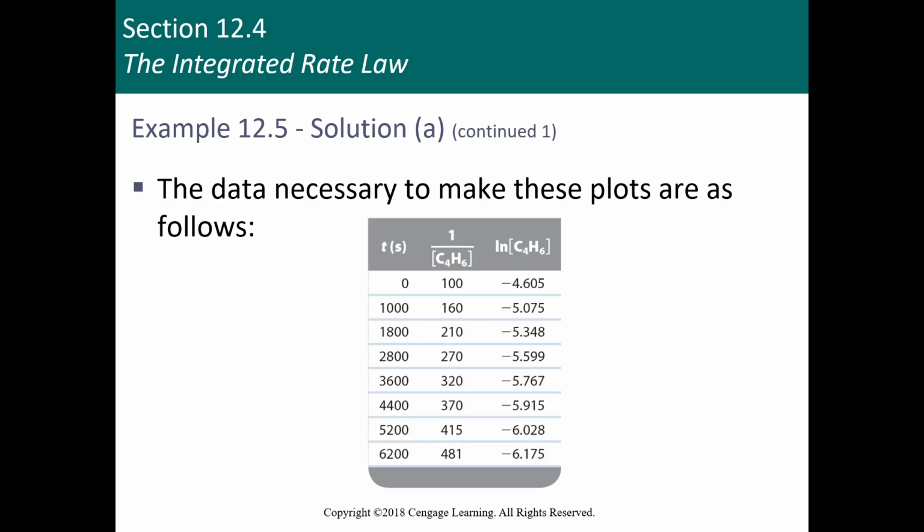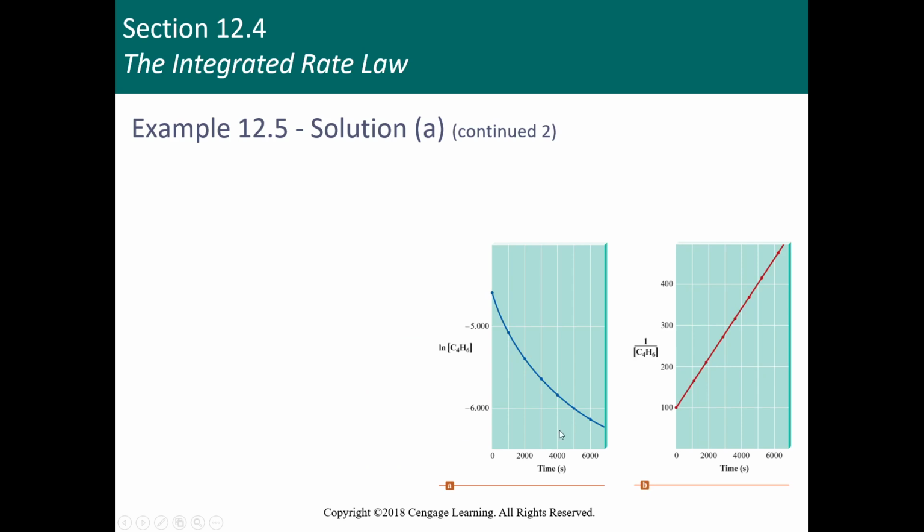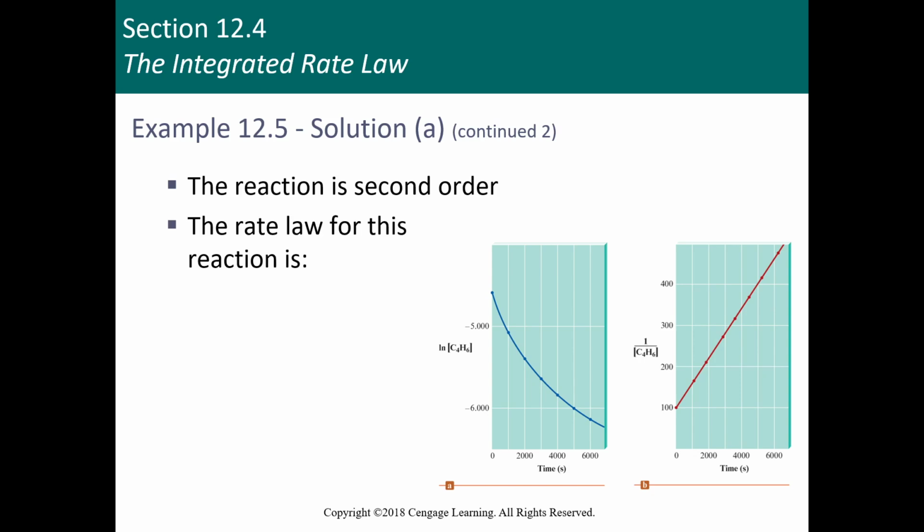So the data to do these plots would be this. That's the times versus 1 over concentration. This is the time versus the natural log. That gives you these plots here. So we see the natural log versus time, which would be our first order, that is not a straight line. Our 1 over concentration, that is a straight line. So that is a second order reaction. And that means this would be your rate law.